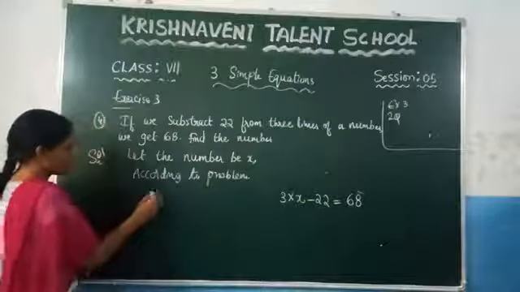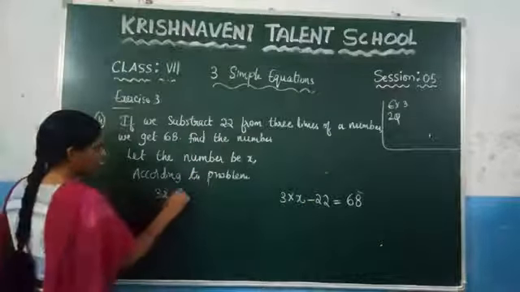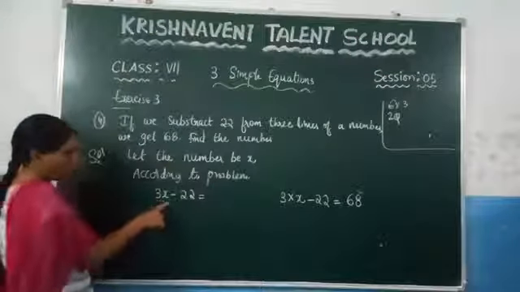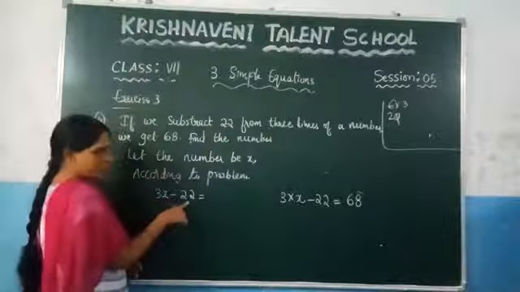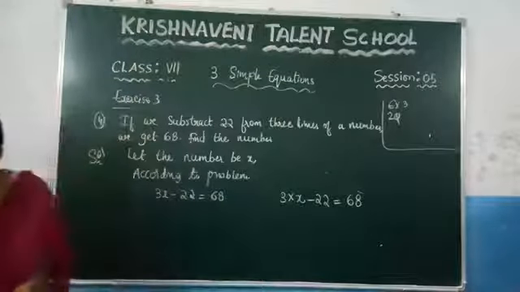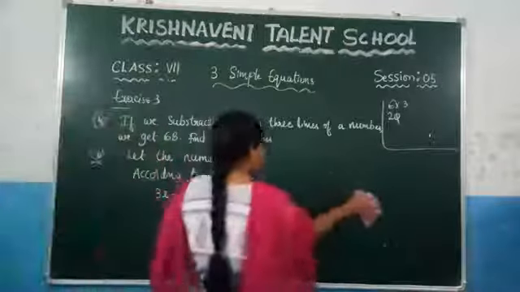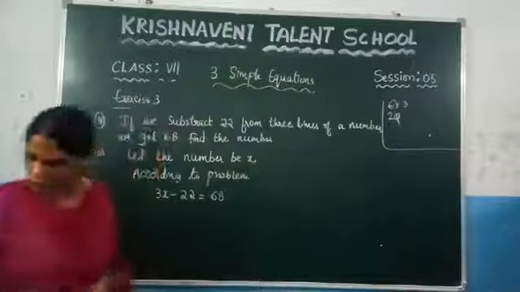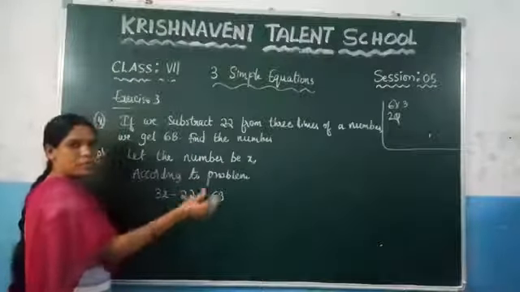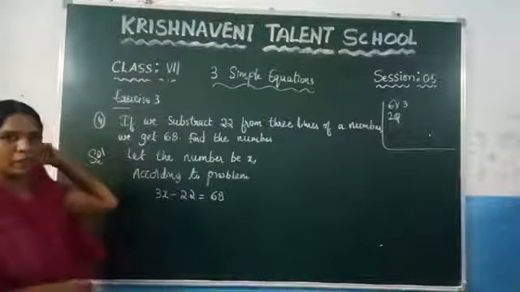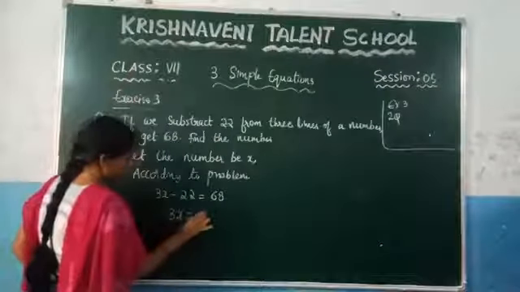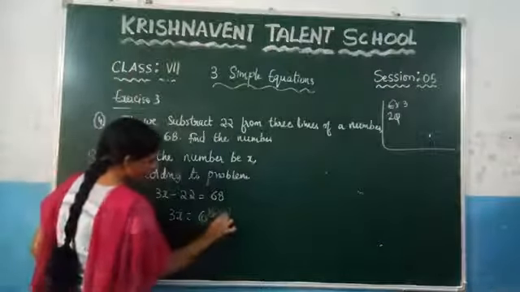So I am writing here according to the problem how you can write: 3 times of a number, if you are subtracting 22 from it, you are getting the result as 68. Now you need to solve this simple equation. Now here minus 22 is there. If you take this minus 22 to the right hand side, what will it become? It will become plus 22. So write it here, 3x is equal to 68 plus 22.